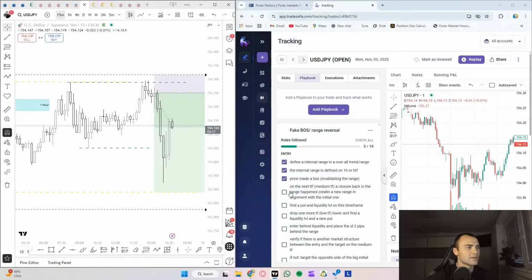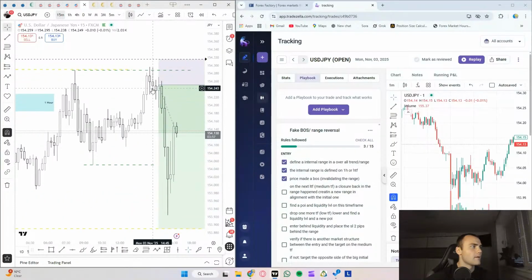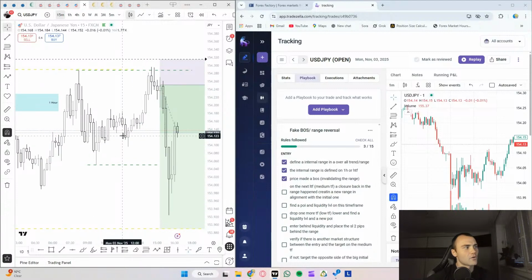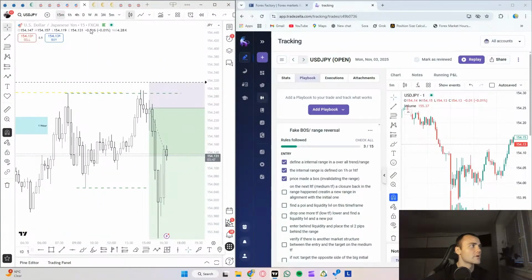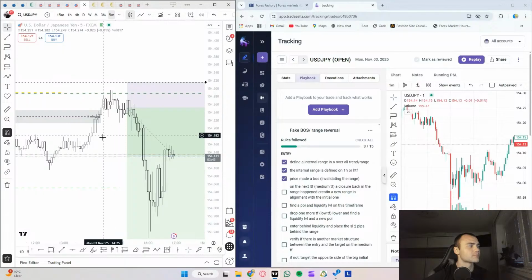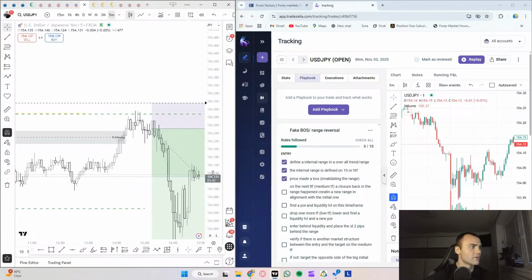Then on the next lower time frame, or medium time frame, this is my medium time frame, like 50 minutes, a closure back in the range happened, creating a new range in alignment with the initial one. Basically this happened, but considering that the range is also visible on 50 minutes, it's the same range on 1 hour and 50 minutes. I'm going one more time frame down, to 5 minutes.